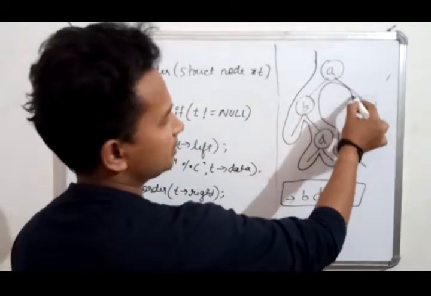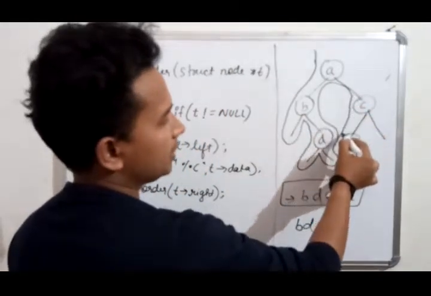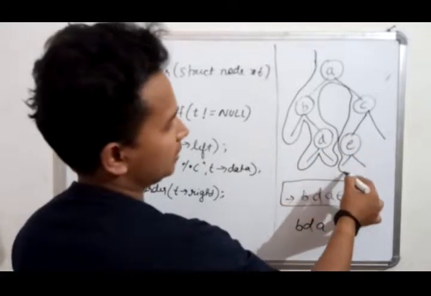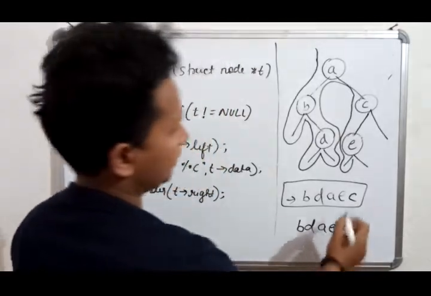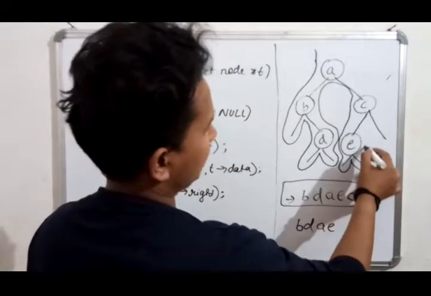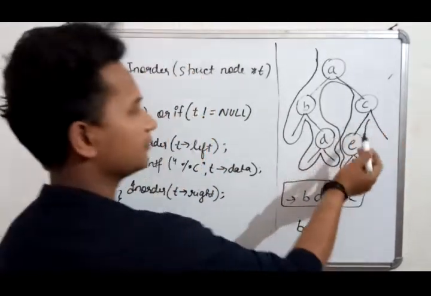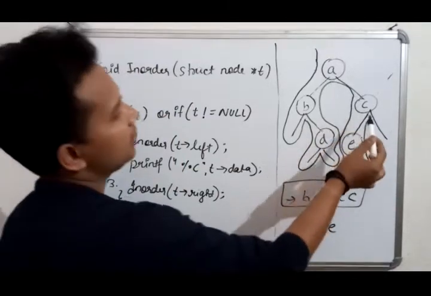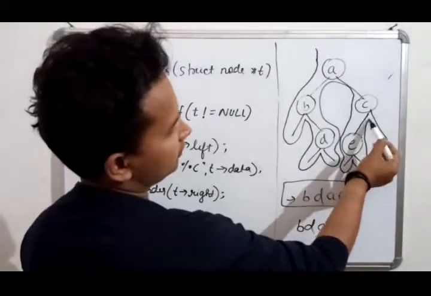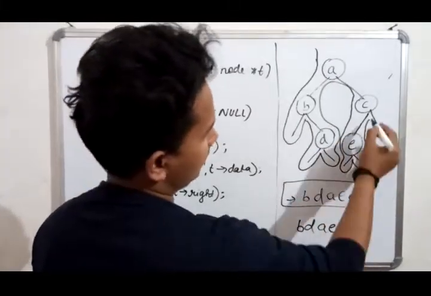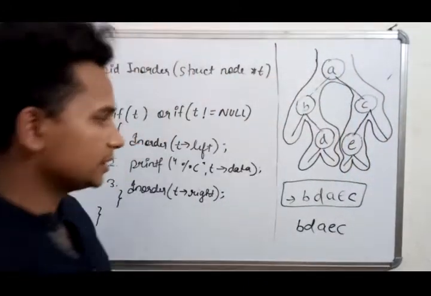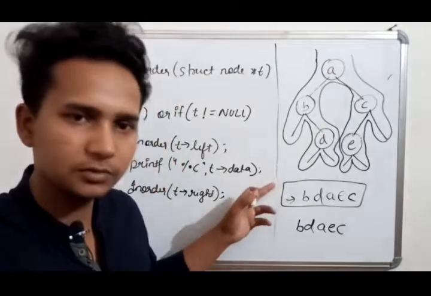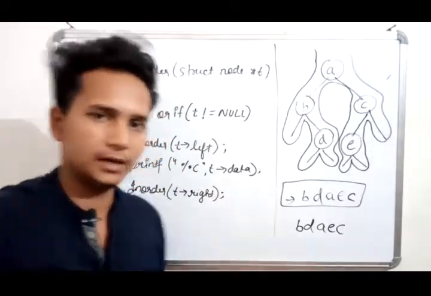Now we are visiting C for the first time, don't do anything. E for the first time, don't do anything. Now E for the second time, so let's print it. Now E for the third time, now C for the second time. The first time we visited C here, now we are visiting C for the second time, so let's print it. So you can check these both are the same, so our program is right.